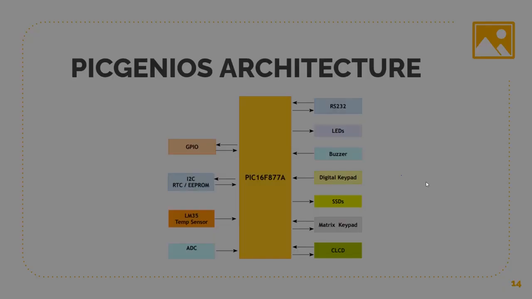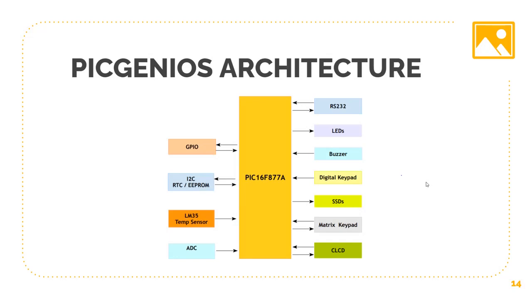Design and development. So in design and development, first we look at our microprocessor and the microcontroller. The microcontroller we'll be using is the PICGenios. So this is the general architecture of the PICGenios board.